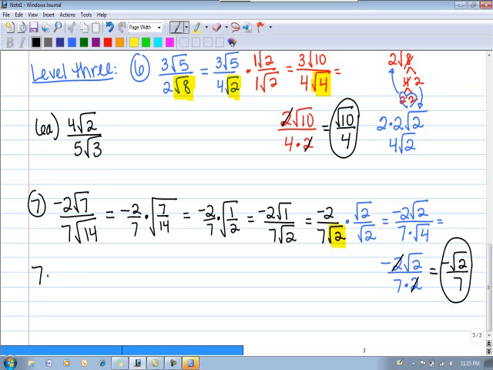Your problem 7A for you to try is negative 3 radical 5 over 5 radical 15. Remember, 5 and 15 have something in common, so you're probably going to want to make one big radical and simplify that first, then start breaking down from there.